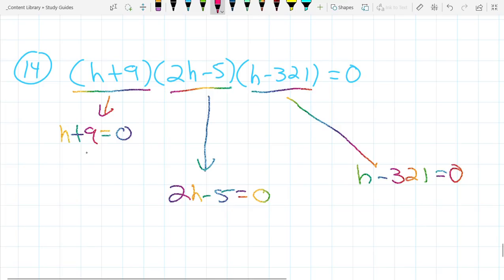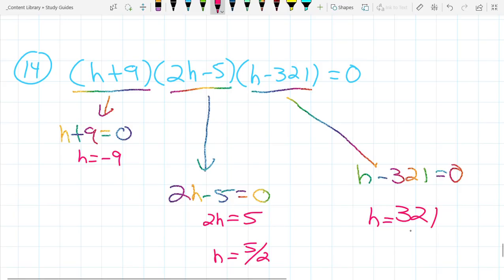So now we can solve. Subtract 9 on this one to get a negative 9. This one we would have to add 5 first, then we divide by the 2, so we get 5 halves. This one we add 321, and so we get 321. So 321, 5 halves, and negative 9 are your answers.